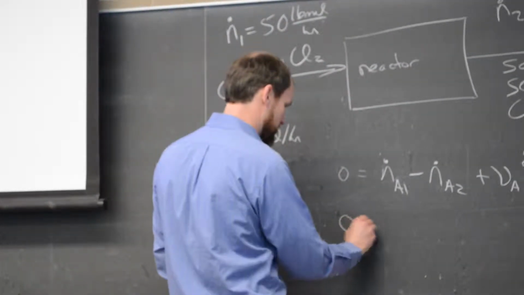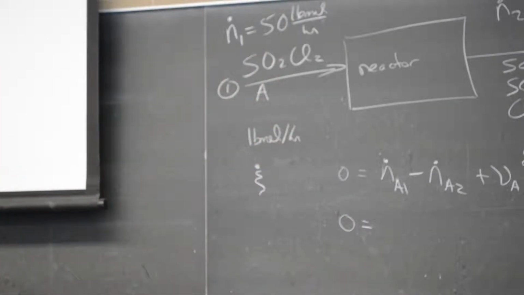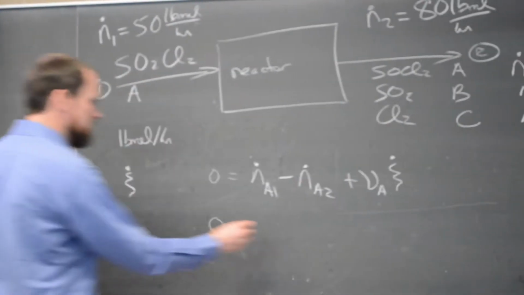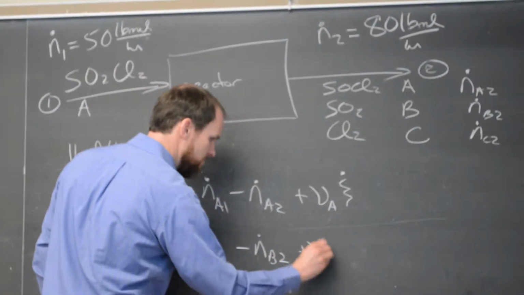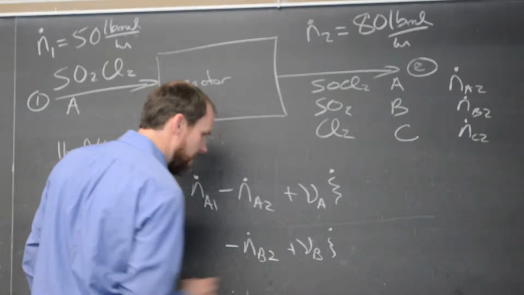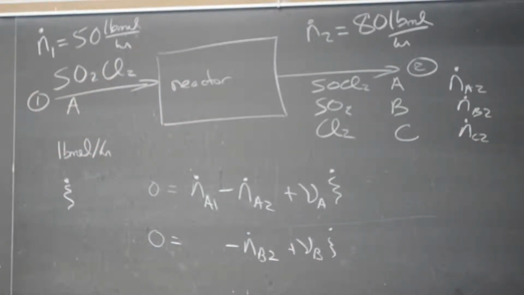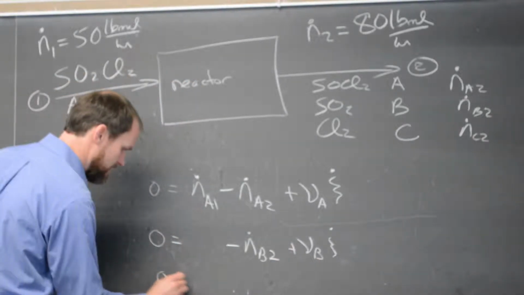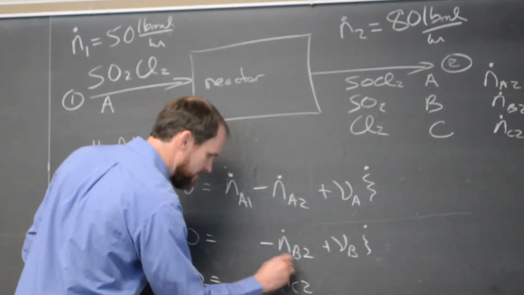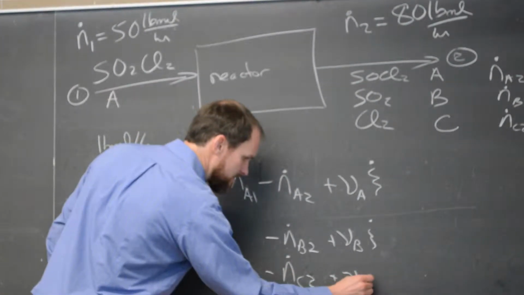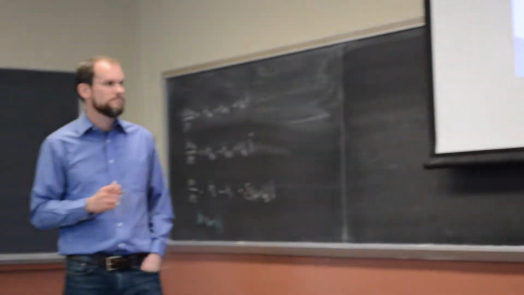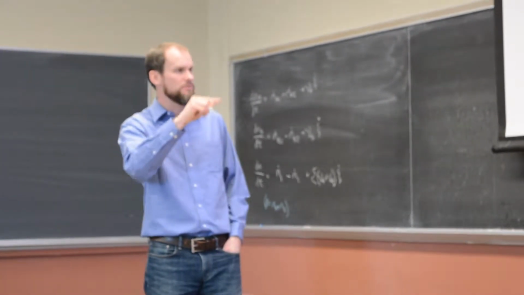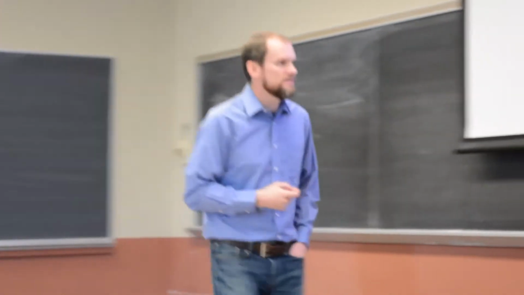How about B? There's no B in, there is B out, N dot B2 plus nu B psi dot equals 0. And then C, I can also do the same thing. 0 equals opposite NC2 dot plus nu C psi dot. Questions how I get those? So this is in, minus out, plus reaction is 0.